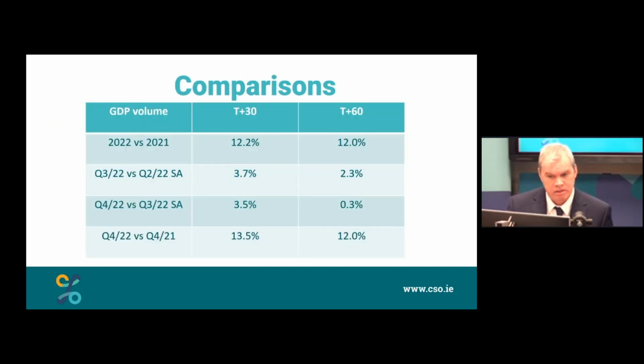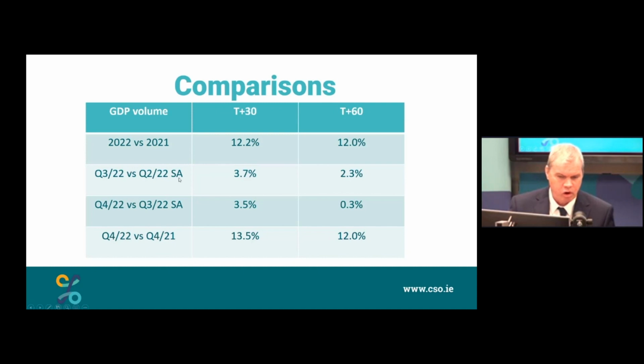So just to give you some comparisons of how we've been getting on. The T plus 30, as I say, that we would have released and sent to Eurostat in January was 12.2% year on year. So that's 22 over 21. The T plus 60 today is 12%. The next row there compares an estimate that we would have done back in October, which we didn't release nationally, but we did send to Eurostat, and we have been talking to our colleagues in Eurostat. That was 3.7% versus 2.3%, which would have been the T plus 60 back in December.